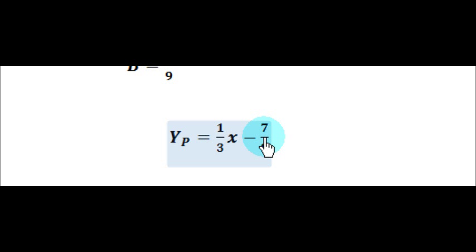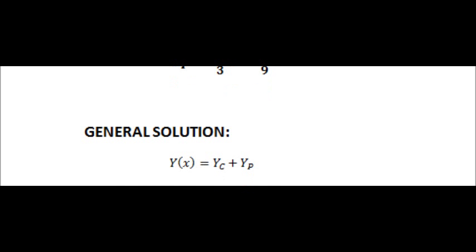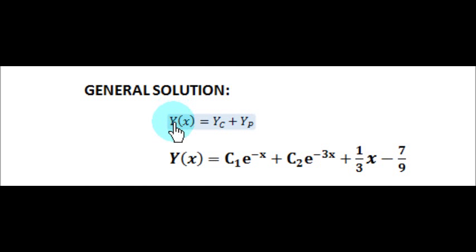We have now the yc and the yp, so we can now have the general solution of the given equation. y of x is equal to yc plus yp. So the general solution is equal to c1 e to the -x plus c2 e to the -3x plus 1/3 x minus 7/9. The last two terms are our yp, and the first two terms are the yc. And c1 and c2 are the arbitrary constants.